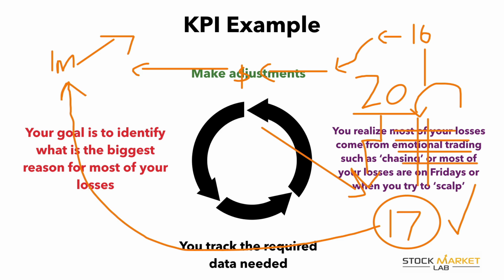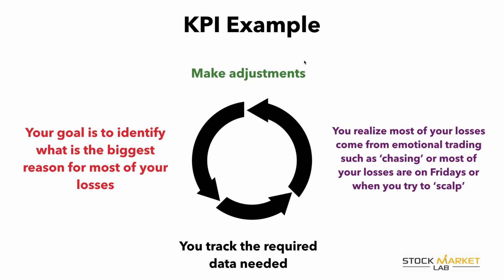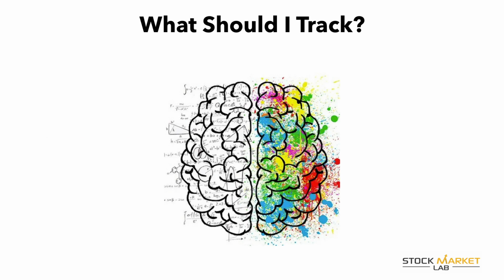Now the question is, what should I track? Everyone's like, okay, I got it, what do I track? There are two parts of trading that you have to track, and I think a lot of people tend to miss this. The first side is the emotional side. It's very important to track this as well. And then obviously the other side, which everyone usually tracks, the people that do track, is the trading side. So you have two sides, okay?